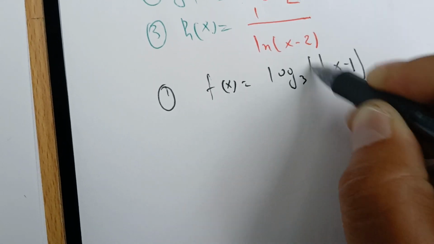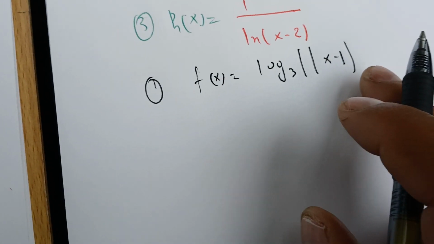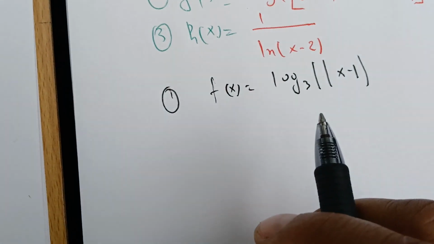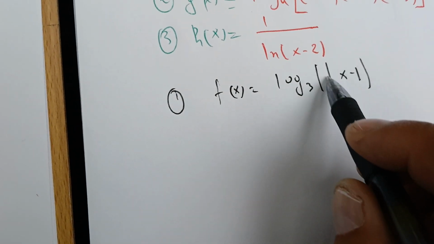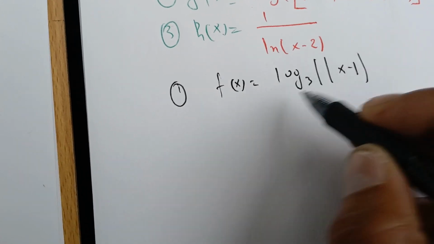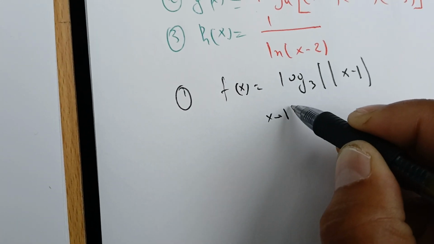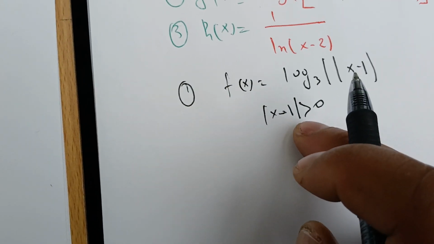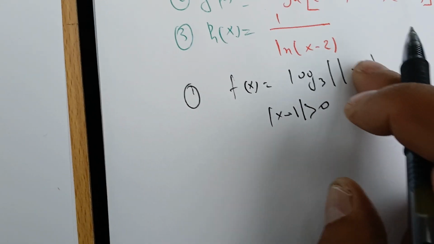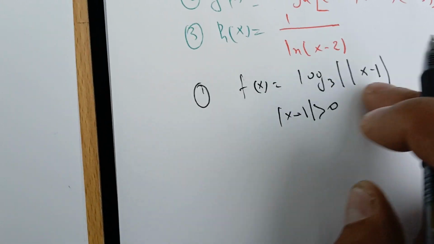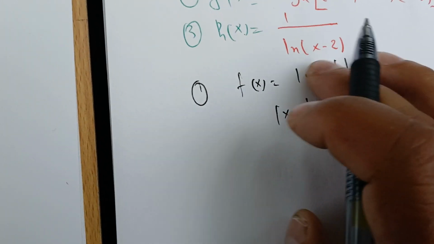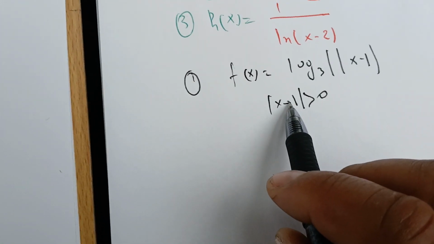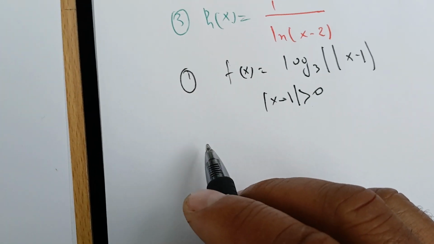Here we want to find the values that would make this one true. So we need to have this absolute value of x minus 1 bigger than 0. We want it to be strictly bigger than 0. We don't want to have something that's 0 inside the log, because that would make this one undefined. And what are the values that would make x minus 1 bigger than 0?